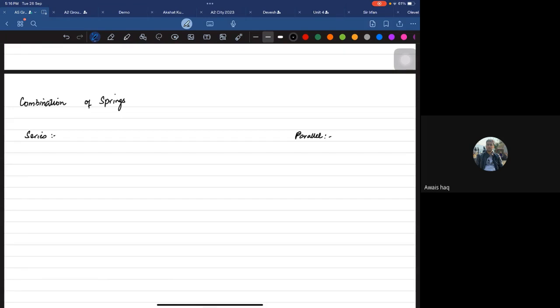Series means that you have two or more springs, one after another. Like you have a spring like this, and then you have a spring like this. And there is a load that is attached to it, so that applies some force. Alright, like that.